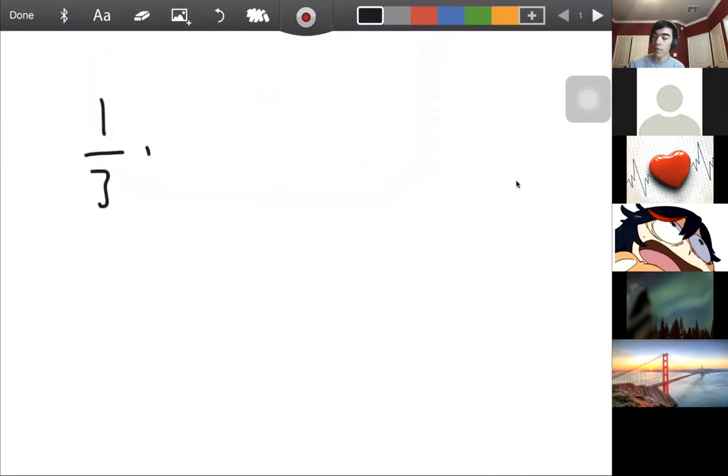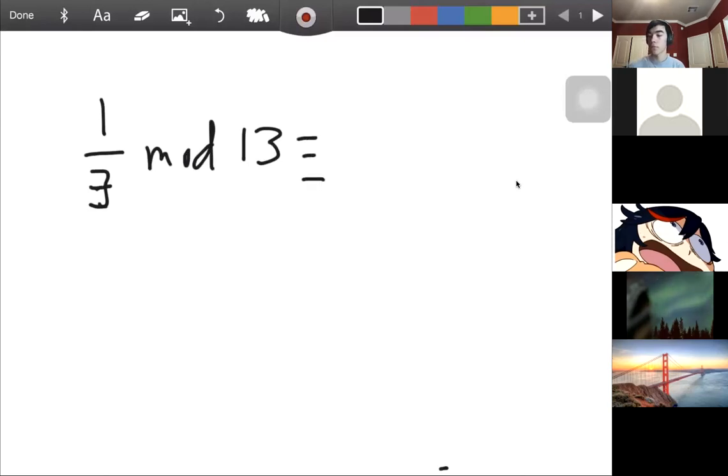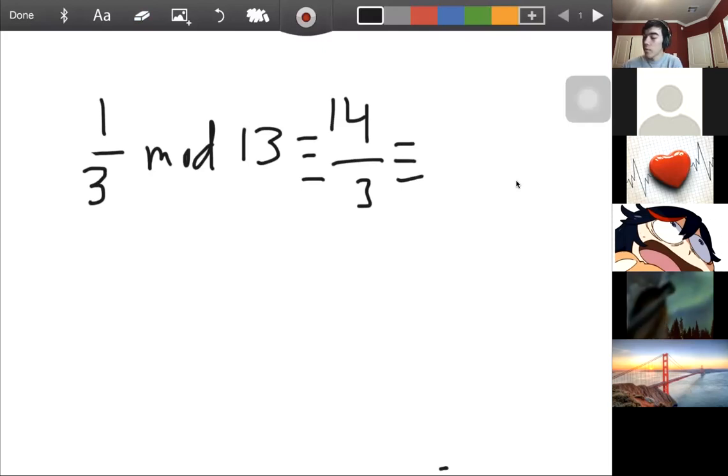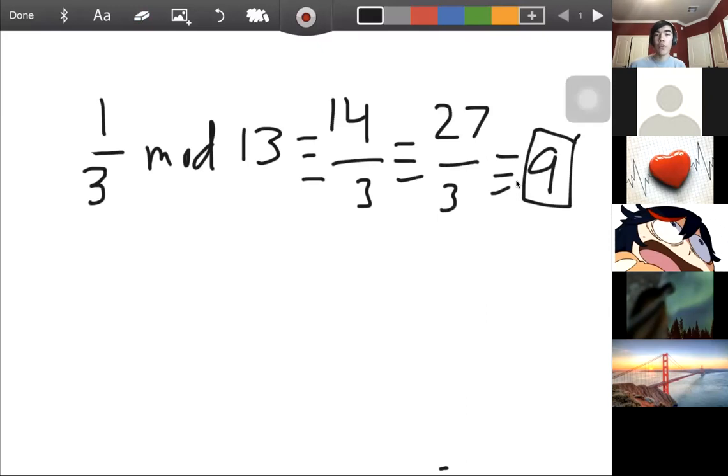Let's do 1/3 mod 11. No, not mod 11, mod 13. Yeah, I'm getting some answers. Yeah, 1/3 mod 13. Okay, so this is congruent to 14 over 3, but 14 still isn't divisible by 3, so we don't like this. So we go another cycle. And if we add 13 again, we get 27 over 3, which is congruent to 9. So whenever you see 1/3, you can replace it with 9.